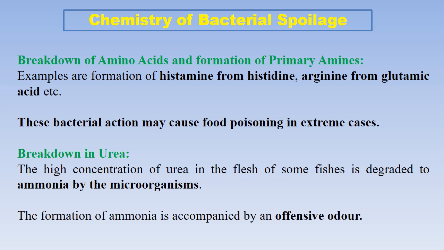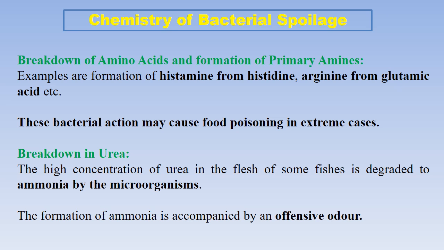So in continuation of the chemistry of bacterial spoilage in fish, as I mentioned, the protein will break down and form peptides and amino acids due to the bacterial enzymes. Further, these amino acids can undergo breakdown and formation of primary amines. For example, there can be formation of histamine from histidine, formation of arginine from glutamic acid, etc. So this bacterial action may sometimes cause food poisoning in extreme cases.